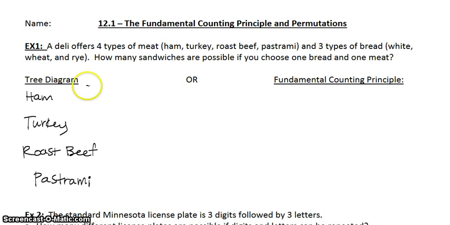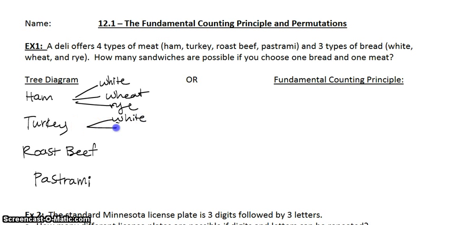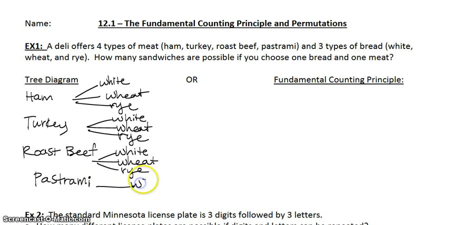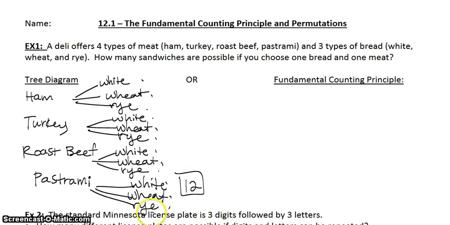For each one of the types of meat, I have 3 choices of bread. So I could have ham on white, I could have ham on wheat, I could have ham on rye, and I can do that for each one of my meat types. I could have roast beef on white, roast beef on wheat, roast beef on rye, and basically, once I make this thing, it's called a tree diagram, I would count up how many: 1, 2, 3, 4, 5, 6, 7, 8, 9, 10, 11, 12. There's 12, so the answer is 12.